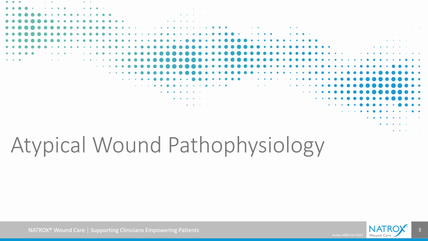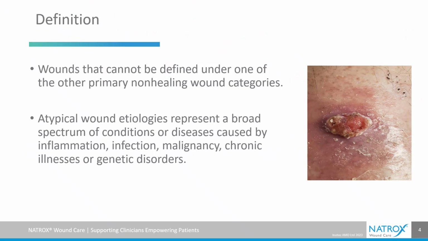Atypical wound pathophysiology. Wounds that cannot be defined under one of the other primary non-healing wound categories are considered atypical wounds. Atypical wound etiologies represent a broad spectrum of conditions or diseases caused by inflammation, infection, malignancy, chronic illness, or genetic disorders.